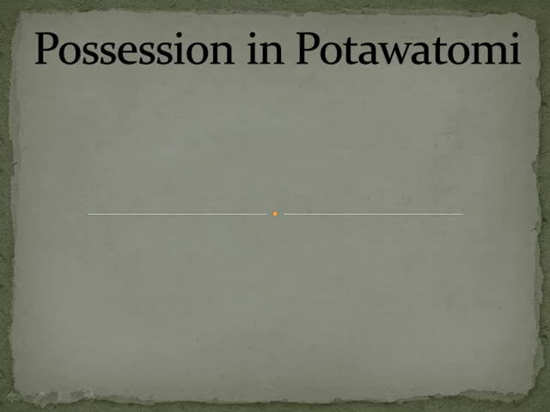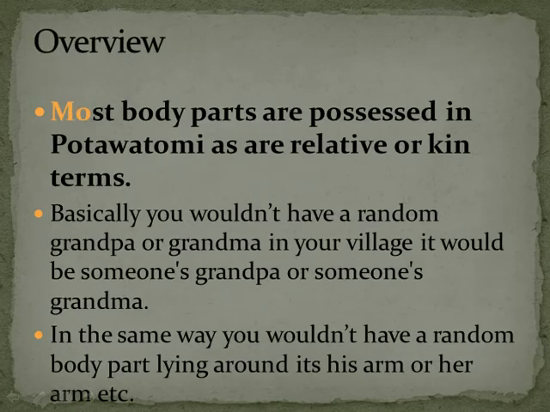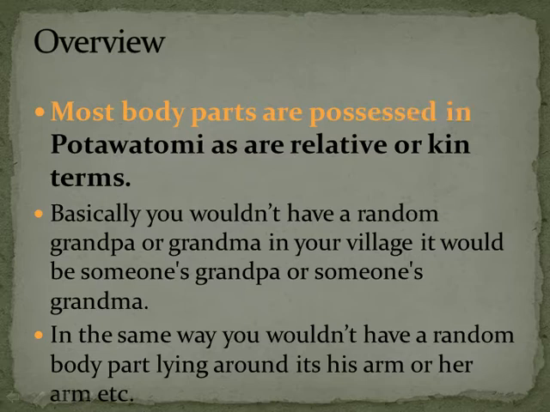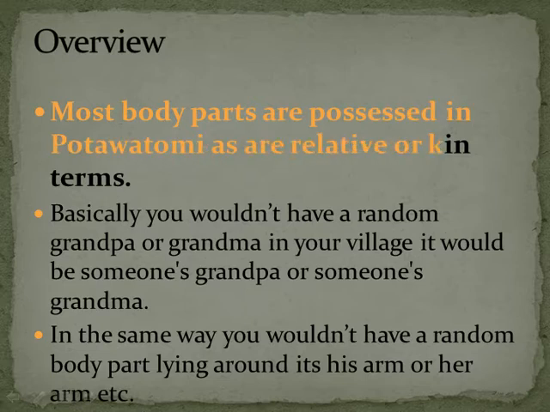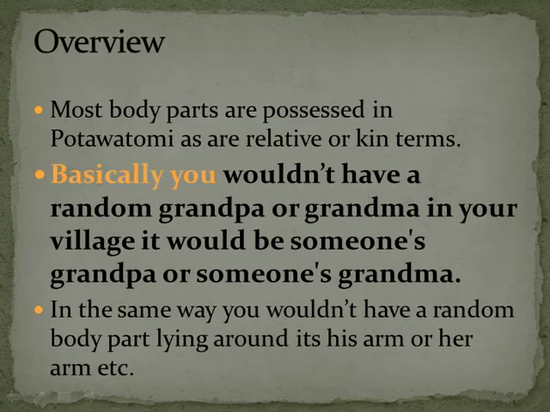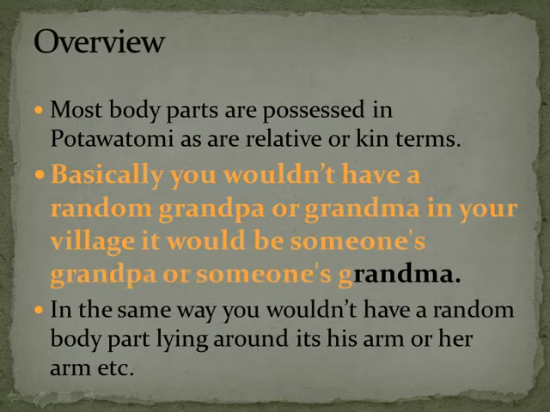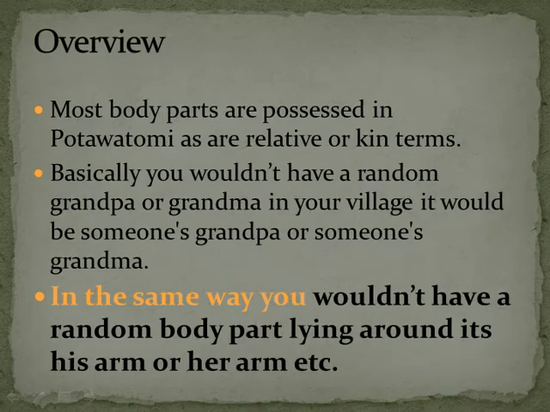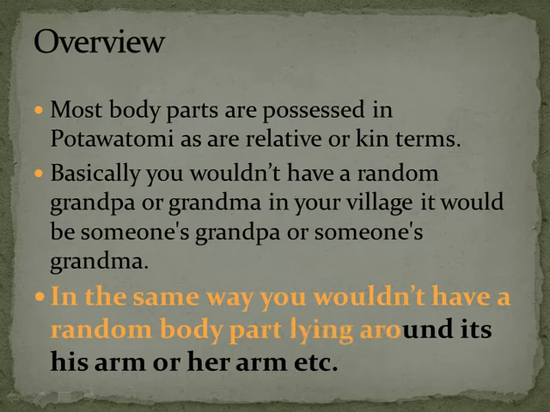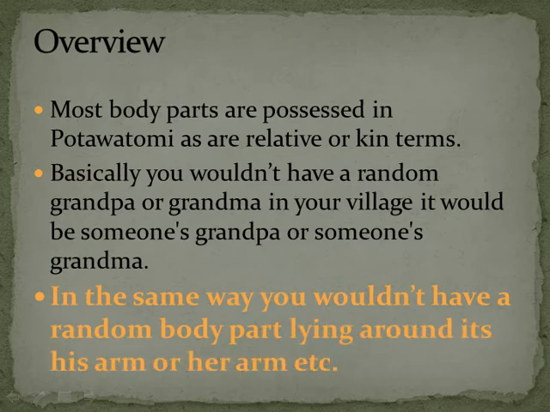Okay, basic possession in Potawatomi. Most body parts are possessed in Potawatomi, as are relative or kin terms. Basically, you wouldn't have a random grandpa or grandma running around your village. It'd be someone's grandpa or someone's grandma. In the same way, you wouldn't have a random body part lying around. It's his arm or her arm, etc.